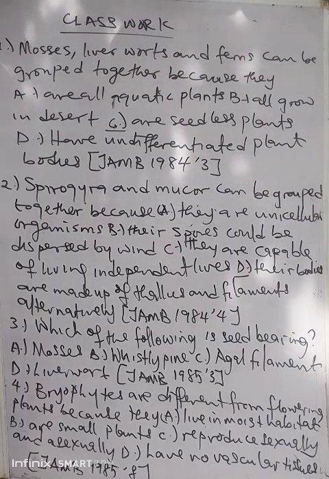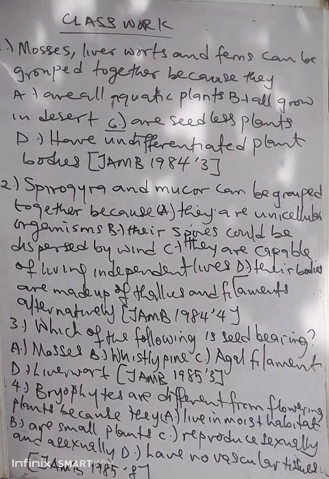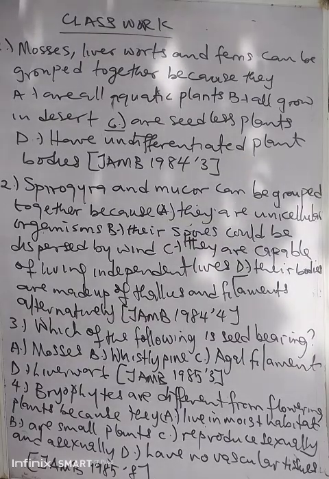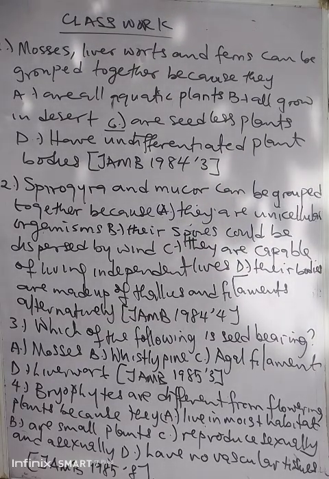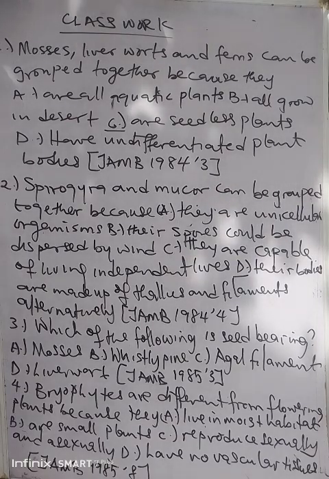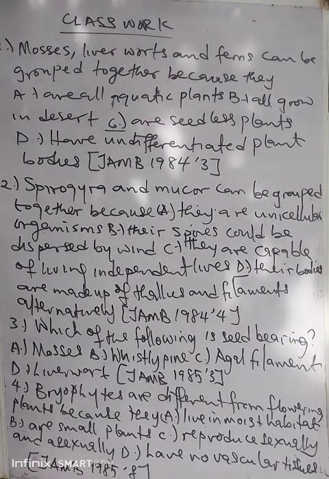They are smaller, they are small plants. Is that the reason? No, we have small flowering plants too. They reproduce sexually and asexually? No, flowering plants also do that. Then they have no vascular tissue. That's the answer now. They don't have vascular tissue.